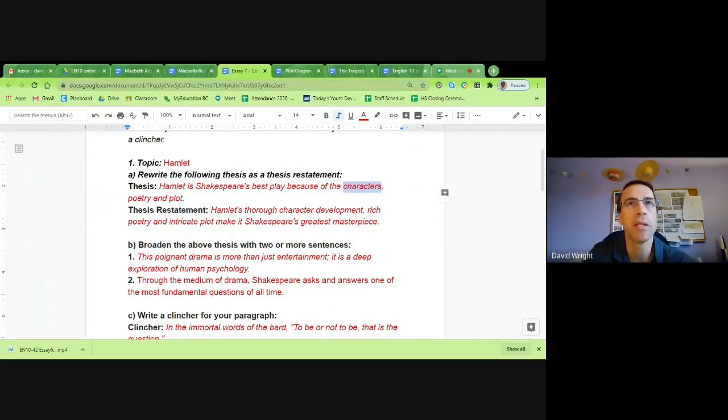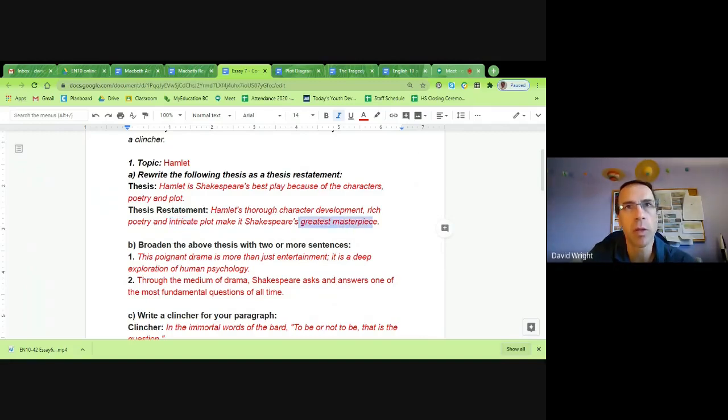Okay, now I'm going to take that thesis statement and change it slightly to make it the restatement. I put all of these things, character, poetry, and plot, at the beginning of the sentence instead of the end of the sentence. And that's one way to make a restatement, to change it around. Okay, so character development, rich poetry, and then intricate plot. Now this time around, I decided to throw in adjectives. I changed character to character development, but pretty close, right? And then rich poetry, that's using the adjective rich, and using the adjective intricate, because I'm changing it a little bit, right? And then make it Shakespeare's greatest masterpiece.